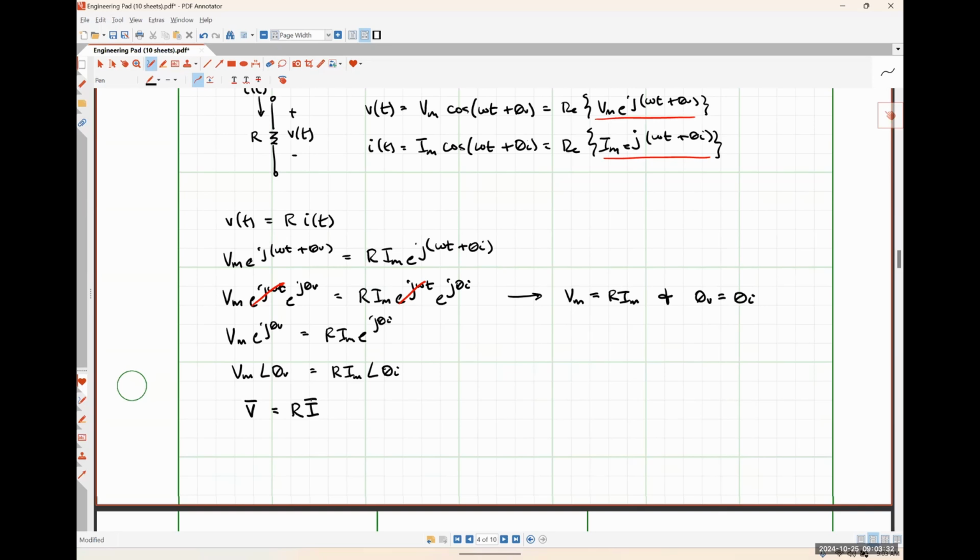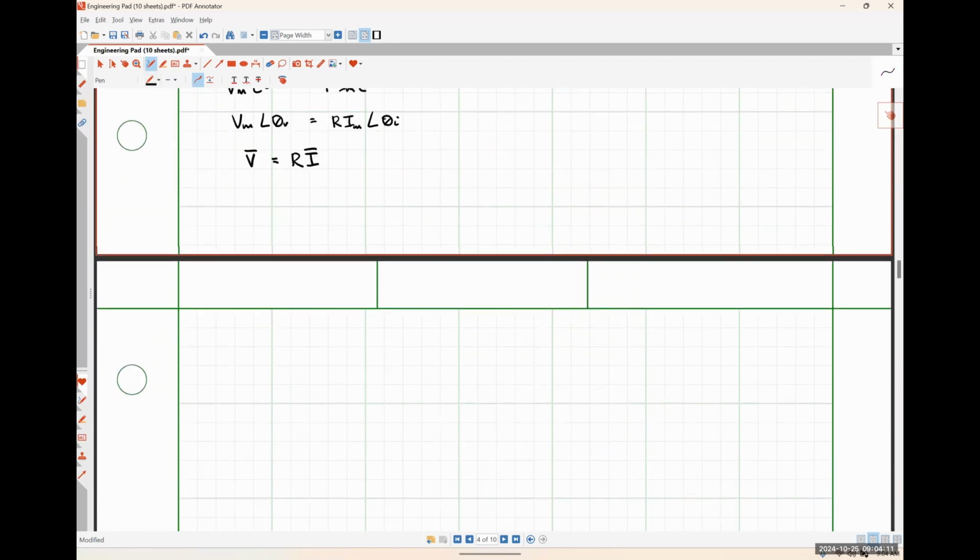The math bears out. Before we move on from this, I do want to make a note. These relationships over here are important, and we are going to see them crop up over and over again. Have in the back of your mind that the phase angle of the voltage for a resistor is always going to be equal to the phase angle of the current. The magnitude of the voltage is just R times the magnitude of the current. Okay, now let's look at an inductor.